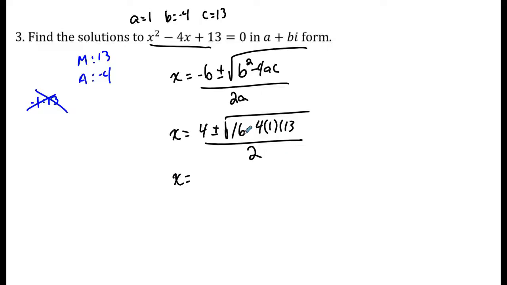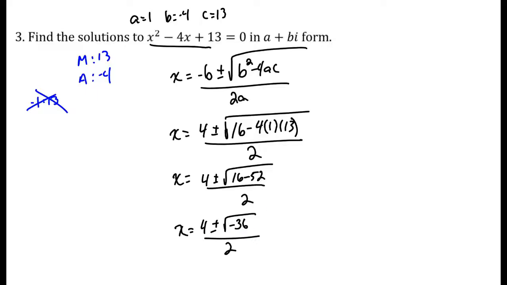Then you type in your calculator 16 minus 4 times 1 times 13 and get 4 plus or minus the square root of 16 minus 52 over 2. Keep on going. Well, 4 plus or minus the square root of negative 36 over 2. And back in Algebra 1, at this point, we would panic. We would say, we have a negative under our radical. But wait a second. We know how to deal with that now.